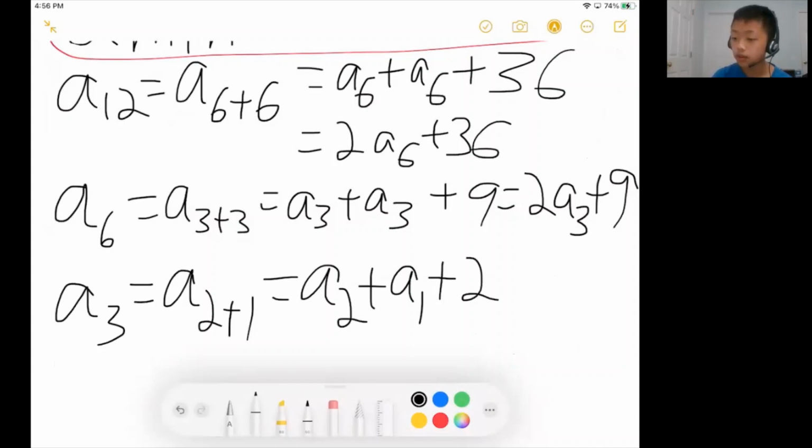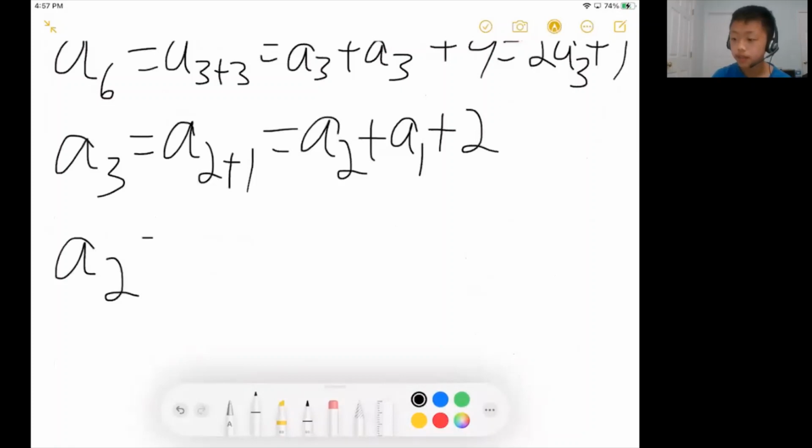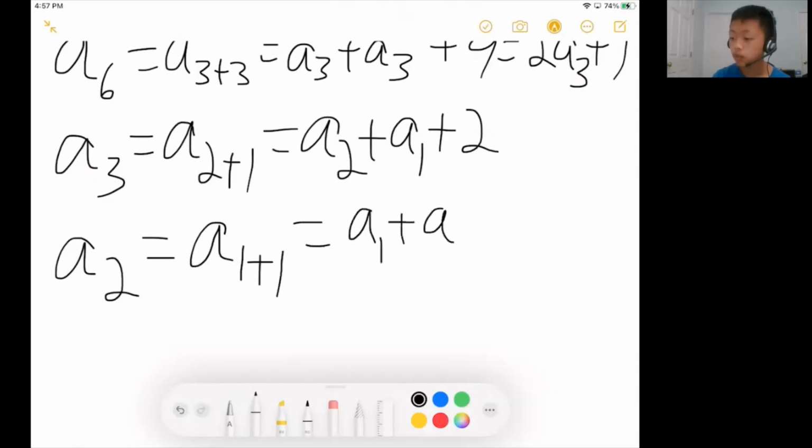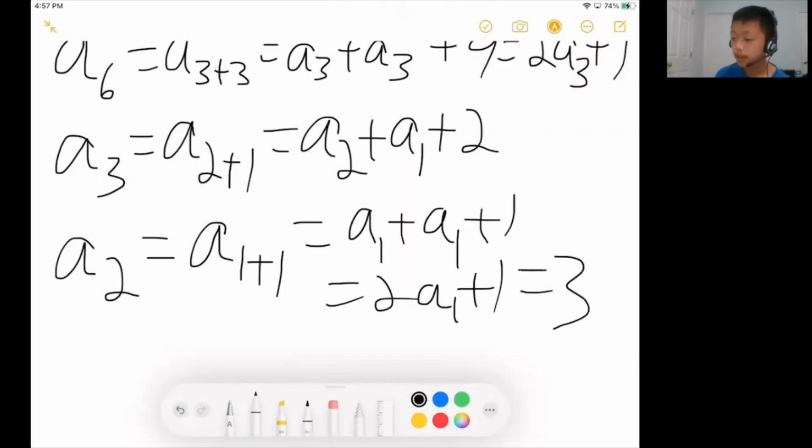So to find A2, you write this as A of 1 plus 1, which equals A1 plus A1 plus 1 times 1. So this equals 2A1 plus 1. And we know A1 is equal to 1, so A2 is going to equal 3. So now that A2 equals 3, we can find A3. A3 is A2, which is 3, plus A1, which is 1, plus 2. So we get that A3 is equal to 6.